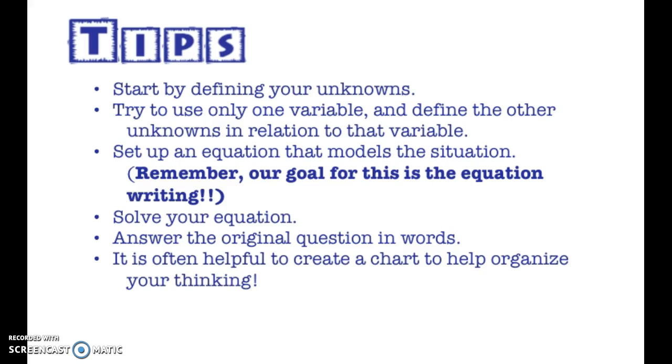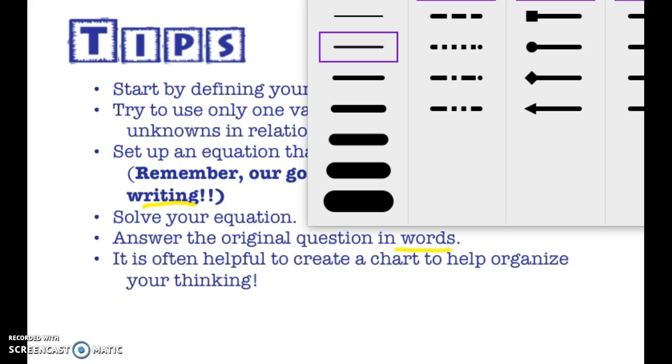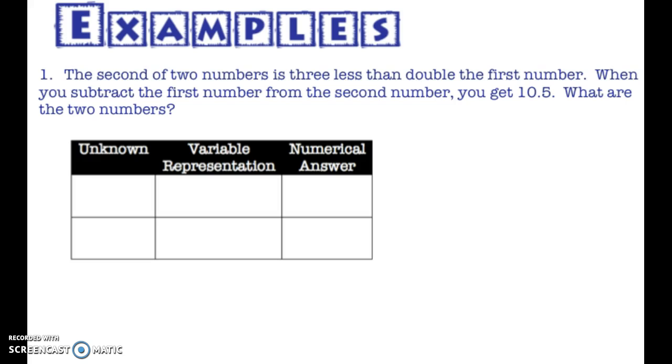Then set up an equation that models the situation. Remember, our goal for this is the equation writing, so I don't want you to be guess and checking today. I want you to really make sure you're focused on the equation writing. So don't forget to write that equation. Then you're going to solve your equation and always answer the original question in words. It's often helpful to create a chart to help organize your thinking. In many of these examples, I've made the chart for you, but I do want you to start practicing making that chart yourself. So let's look at some problems.